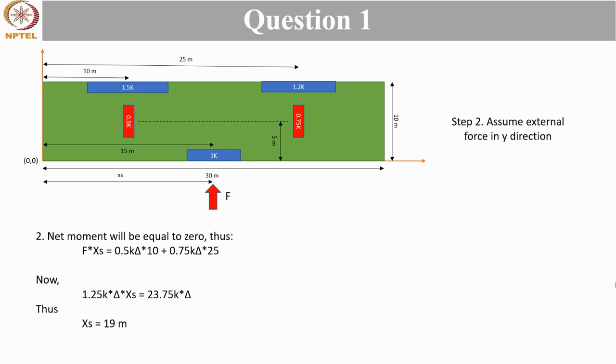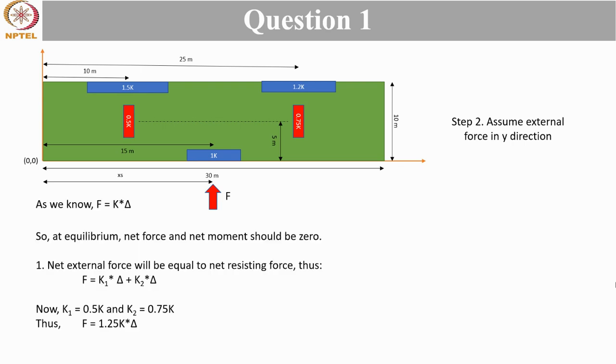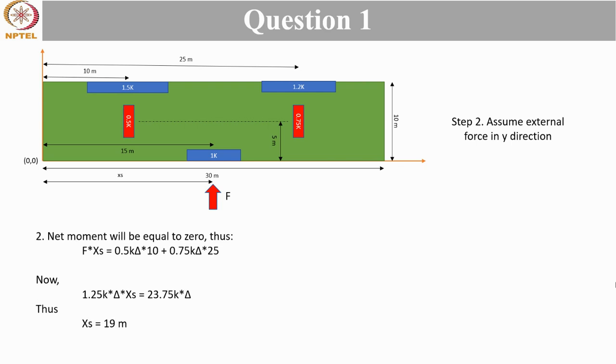So the moment equation will become F into xs is equal to 0.5k delta into 10 plus 0.75k delta into 25. Now we know F is nothing but 1.25k delta. So substituting F in terms of k delta and solving the relation, we will get xs is equal to 19 meter. So the location of center of stiffness from origin along x direction is 19 meter.